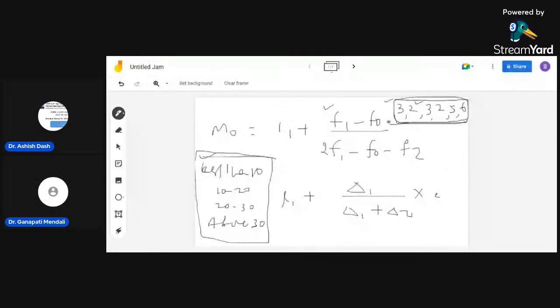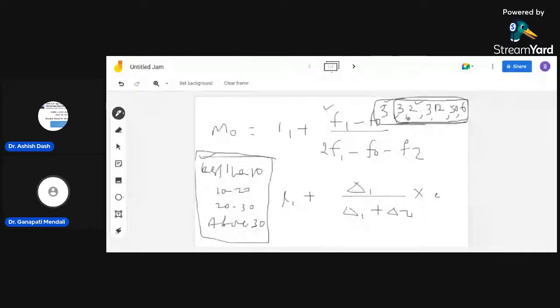Again, suppose it is 3 here. If we have data like this, the value of the mode is 3. Now suppose instead of 5 we have 50, again the value of the mode is 3; it will not change. If instead of 2 the value is 12, again the value of the mode is 3. So it is not based on each and every item of the series.